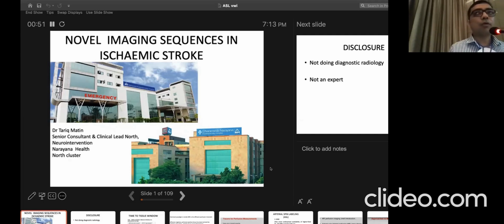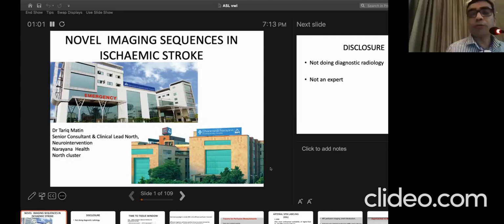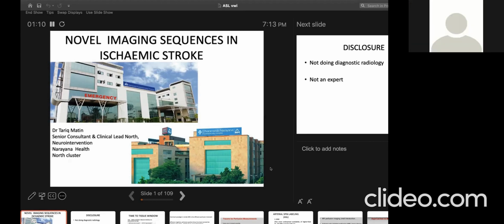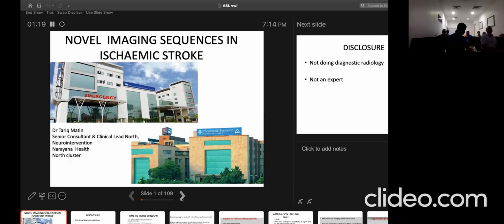So I will be talking about basically the imaging sequences. It's not novel, it was there long before, but we say novel because we were using it for the first time, and it was the necessity of the situation. The circumstances made us do those things.